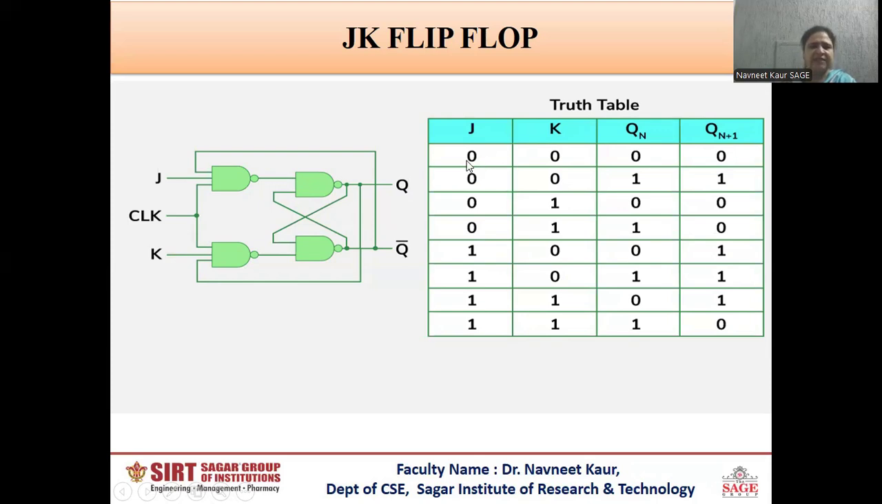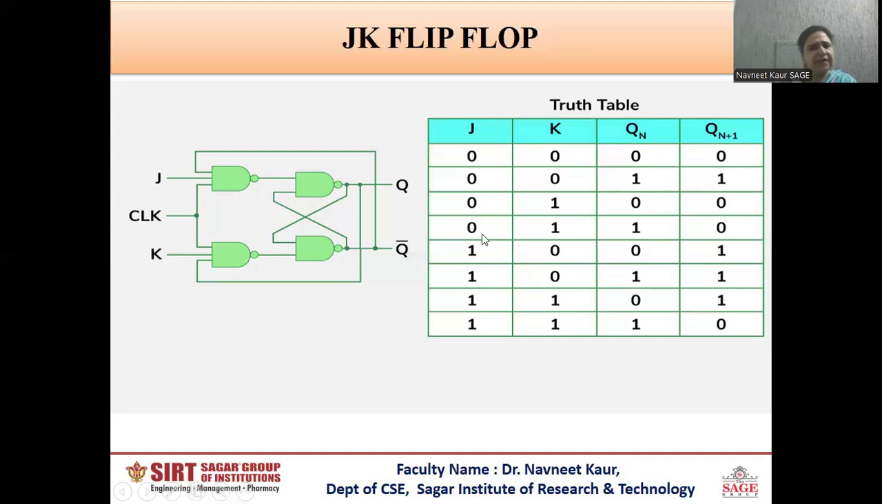Now, here we can see when J and K both are 0, then we have seen that this is no change condition. So, in this case, the next state will be always equal to the present state. Since in the first case Qn is equal to 0, Qn plus 1 will always be 0. Similarly, in the second case, J and K are both equal to 0. Again, there is no change condition. So Qn is 1. Therefore, Qn plus 1 will always be 1.